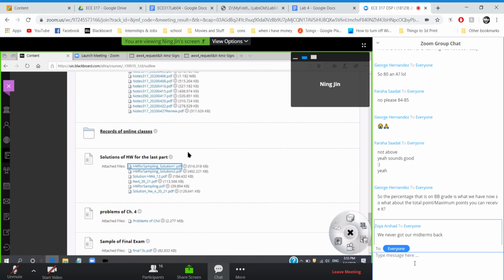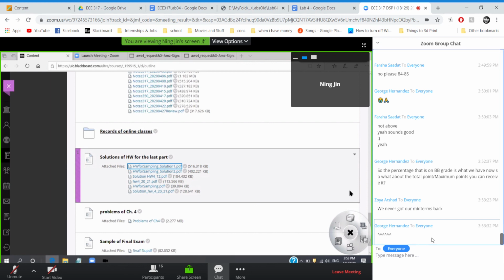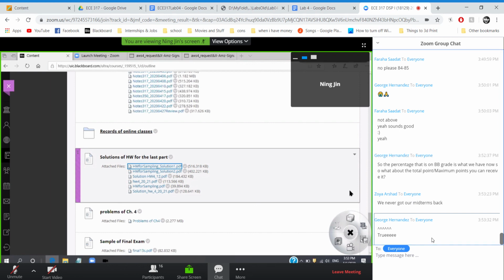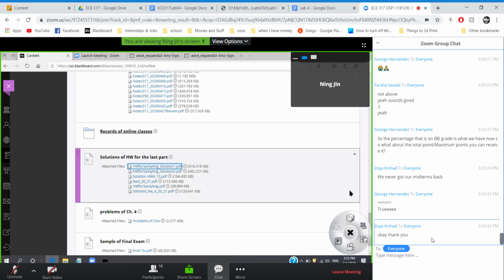Any more questions? No. The midterm paper is in my office, but I have solutions of the midterm, so you can look at the solutions. I suggest if you have time, you can do the midterm by yourself. Don't look at the solution. When you're done, you compare with the solution. Then you know which part you got wrong, and then you know how to correct it.